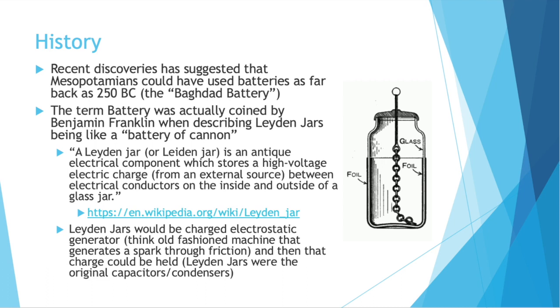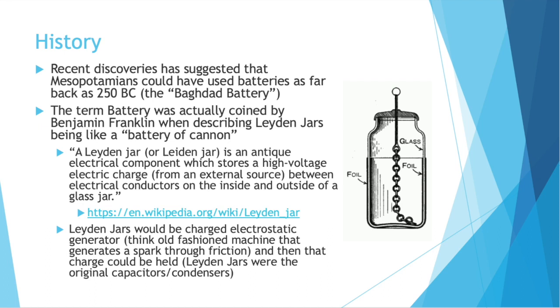A Leyden jar is an antique electrical component which stores a high voltage electrical charge from an external source between electrical conductors on the inside and outside of a glass jar. And you can see I have a picture on the right there showing a Leyden jar. So you've got a conductor that's kind of floating into the Leyden jar, but touching the inside conductor, which is foil in this case. You have the glass jar that separates two pieces of foil, one on the inside, touching that rod, the chain, and one on the outside.